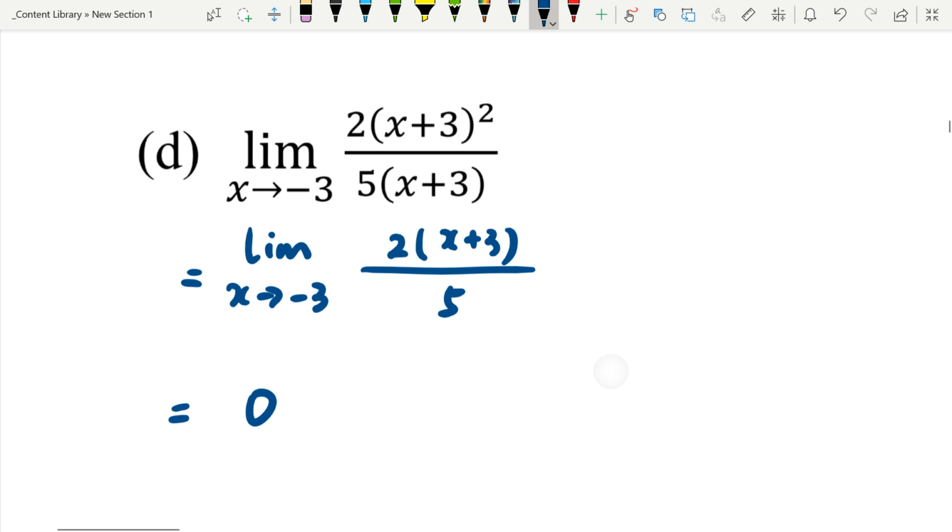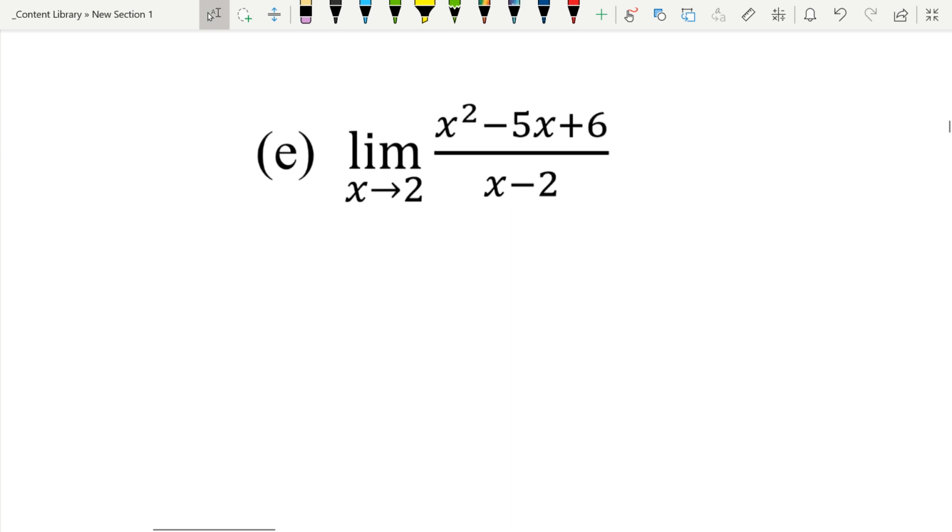Okay, next one. Can I sub that in? It's not going to be always equal to 0. It's not always like that, that's just coincidence. It's not always an x. You can see the next one. What happens for the next one?